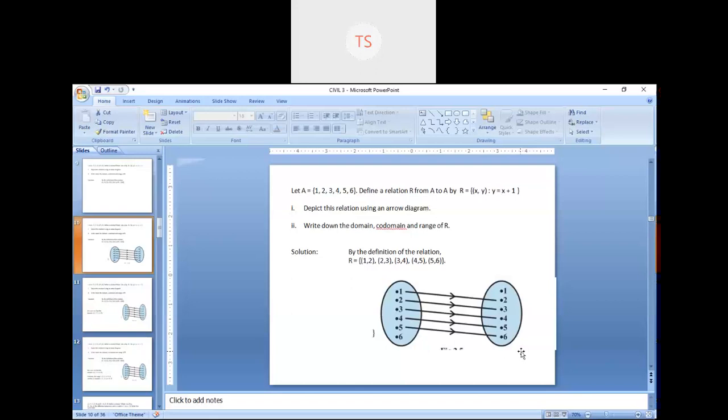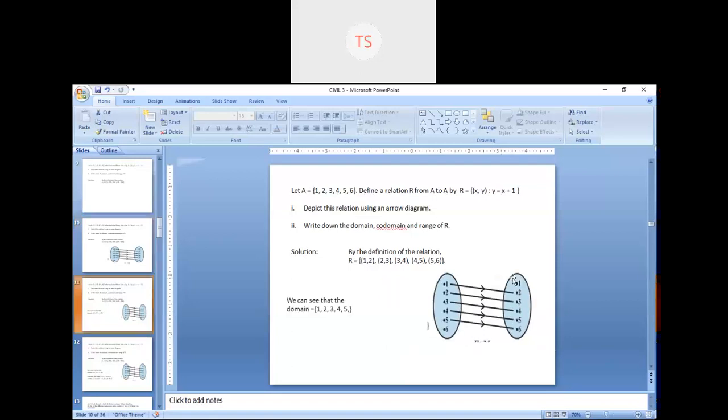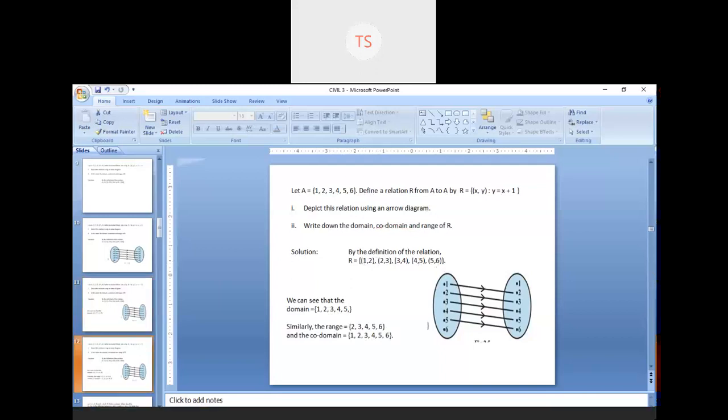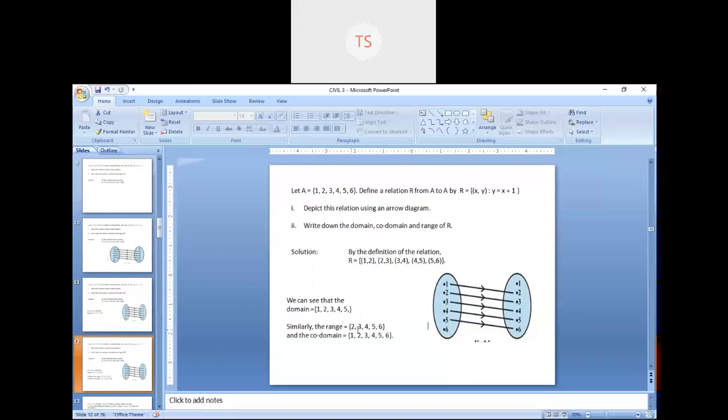The codomain is the second set. Yes, it is correct. It is also A. So the codomain is A. So here I have written that the domain is 1, 2, 3, 4 and 5. That means the elements which are in the first positions of the ordered pairs. Next, the range is the elements which are in the second position of the ordered pairs, that means 2, 3, 4, 5 and 6. And lastly, the codomain is the set A itself, so I have written 1, 2, 3, 4, 5 and 6.